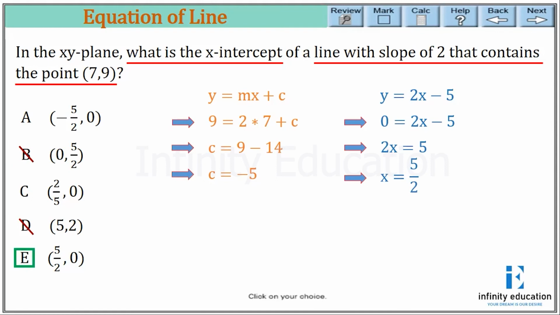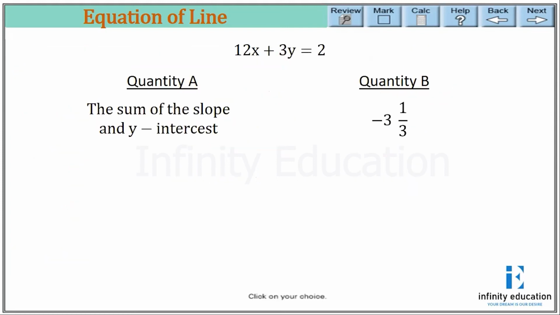Now let's do one more example. Here we can see it's a quantitative comparison question, so we must write the ABCD first. The question is asking for the sum of the slope and the y-intercept. So I must write the general equation first, that is y equals mx plus c, where m is the slope and c is the y-intercept.